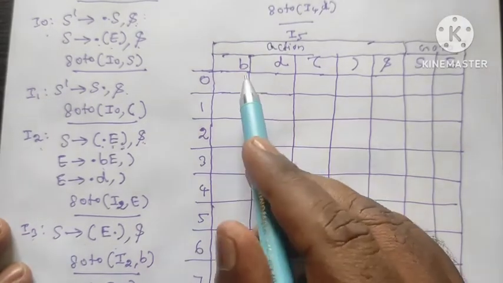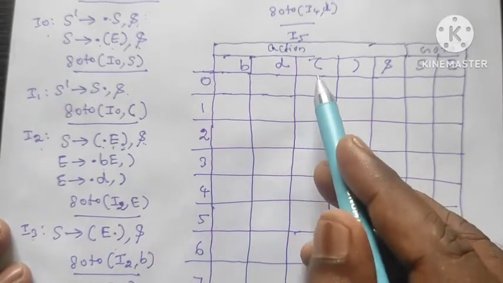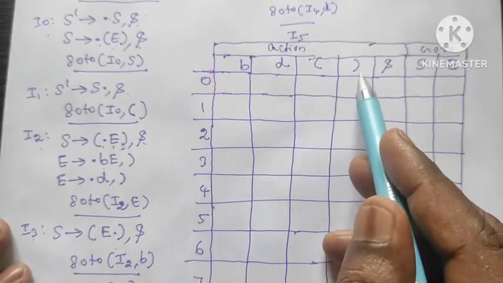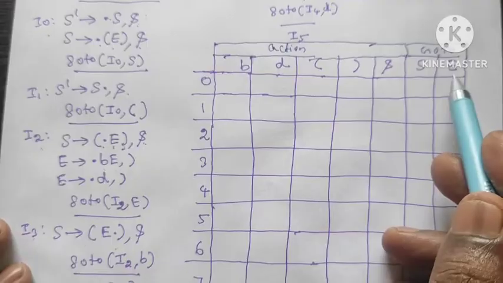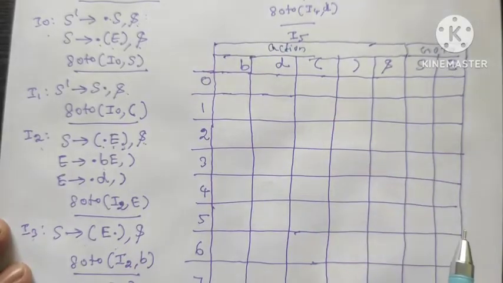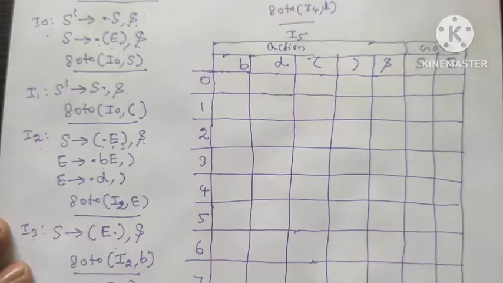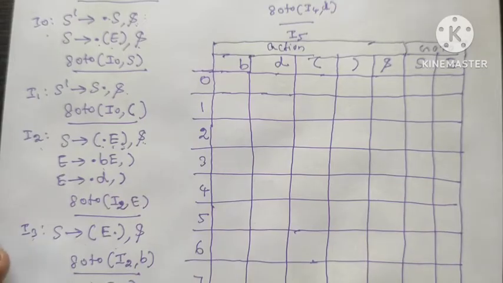Now you write all the terminals. The terminals are B, D, open brackets, close brackets, and then dollar, and S and E, because these are the two non-terminals here. Now we have to fill it up. First, the methodology: you see only the dots before all the terminals in all item sets.